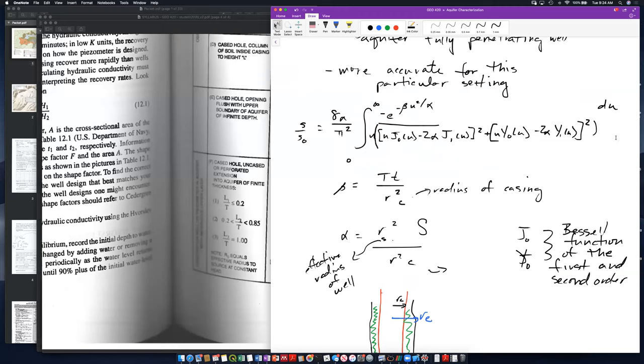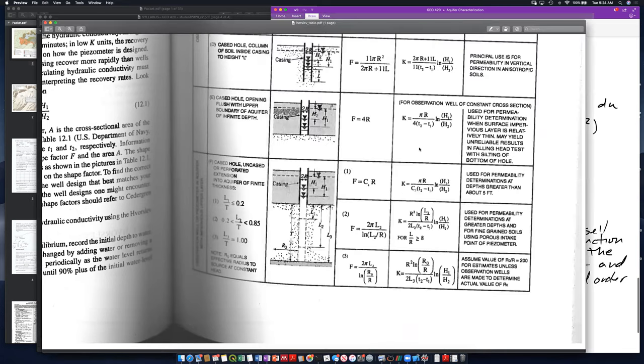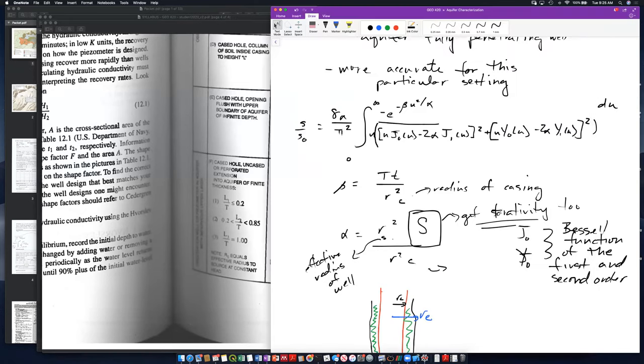There are a couple of nice things about the Cooper-Bredehoeft-Papadopoulos method. The first is that we get storativity, and that's really important because in all these slug tests with Hvorslev, you don't get any storage. You're only estimating hydraulic conductivity. So we get both transmissivity and storativity, and it's a better method because we get to estimate both of these values. But it's significantly harder, and so most people don't use it unless they have the software to run it.